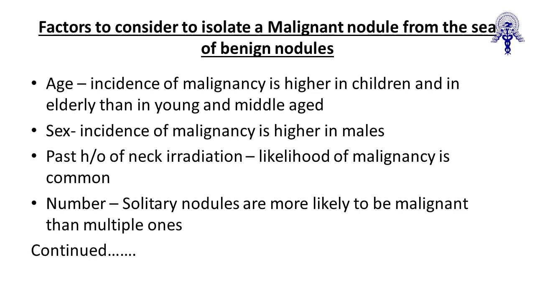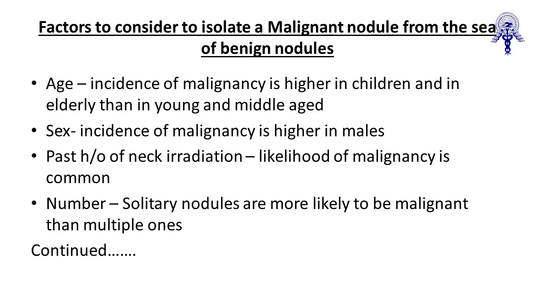So we have to consider certain points that will actually point us to identifying a malignant nodule. Of which the most important points are age and sex. You know that a nodule in a child or a nodule in an elderly patient is more likely to be malignant. In the young and also the middle aged, they are mostly benign. So age is a very important factor, and for sex, the incidence of thyroid nodules is at least 4 times more common in females than males, but malignancy is more common in males. So when you get a nodule in a male patient, you should be more cautious.